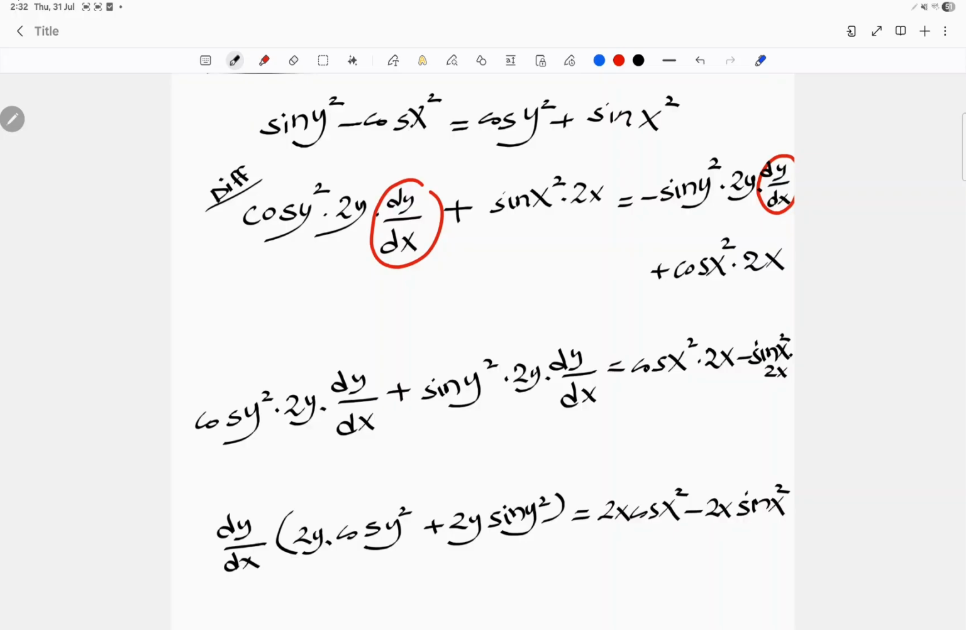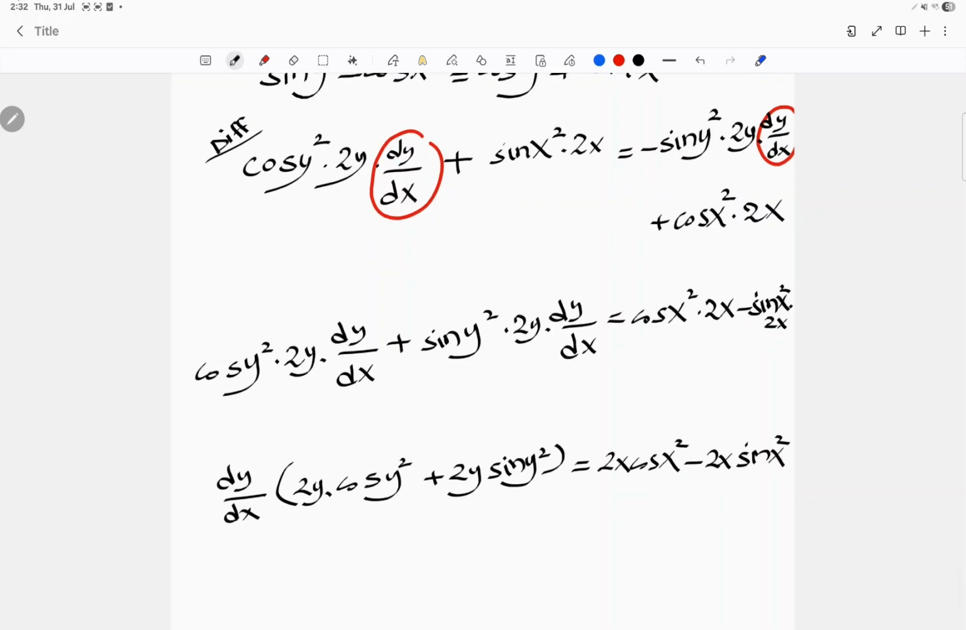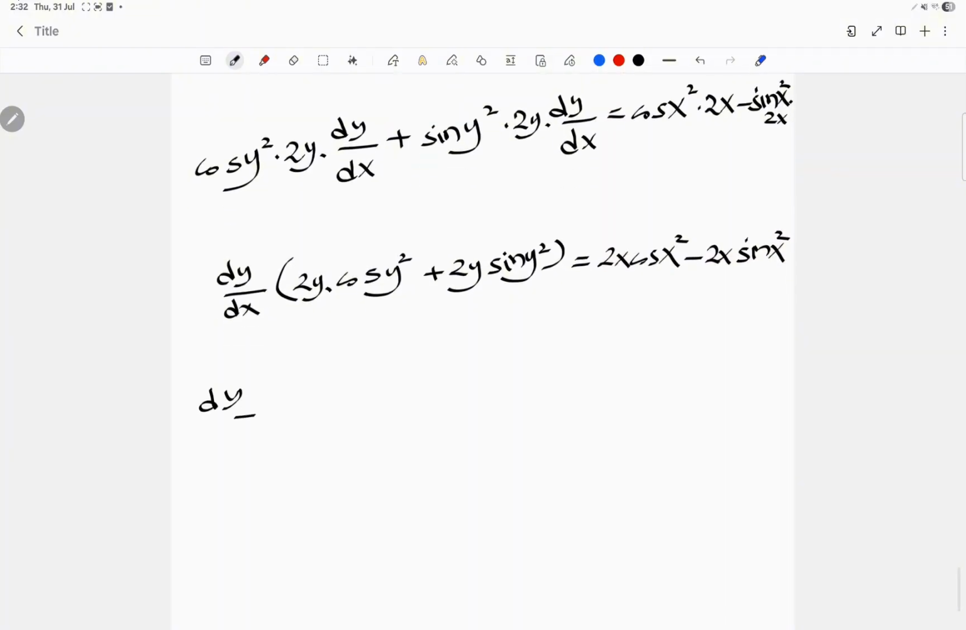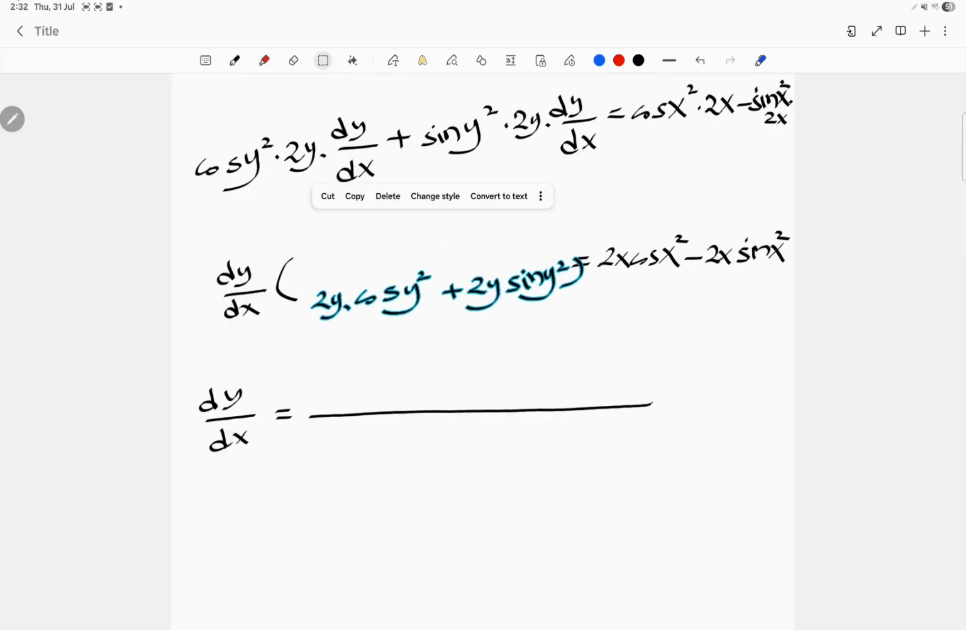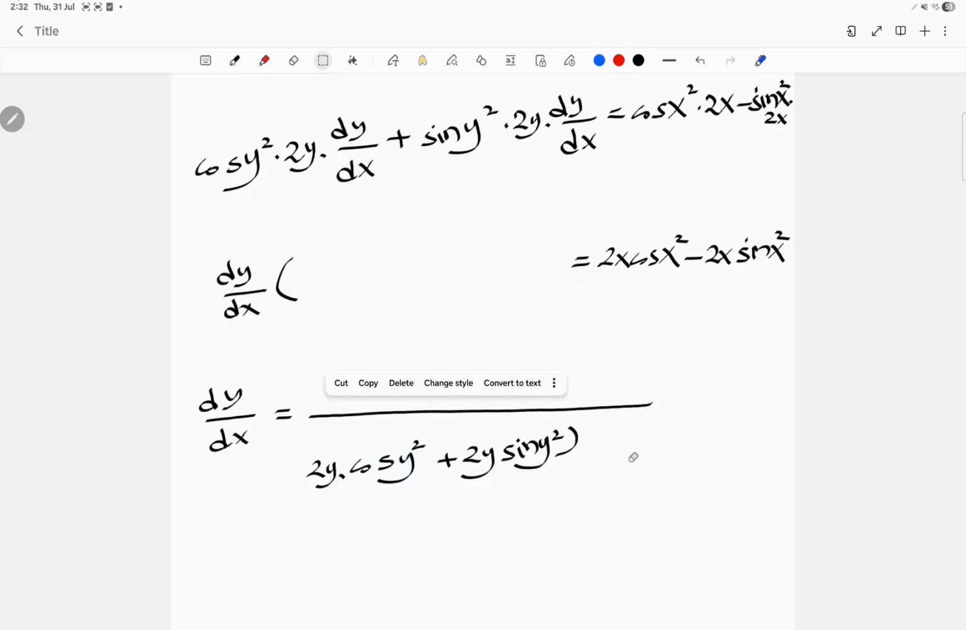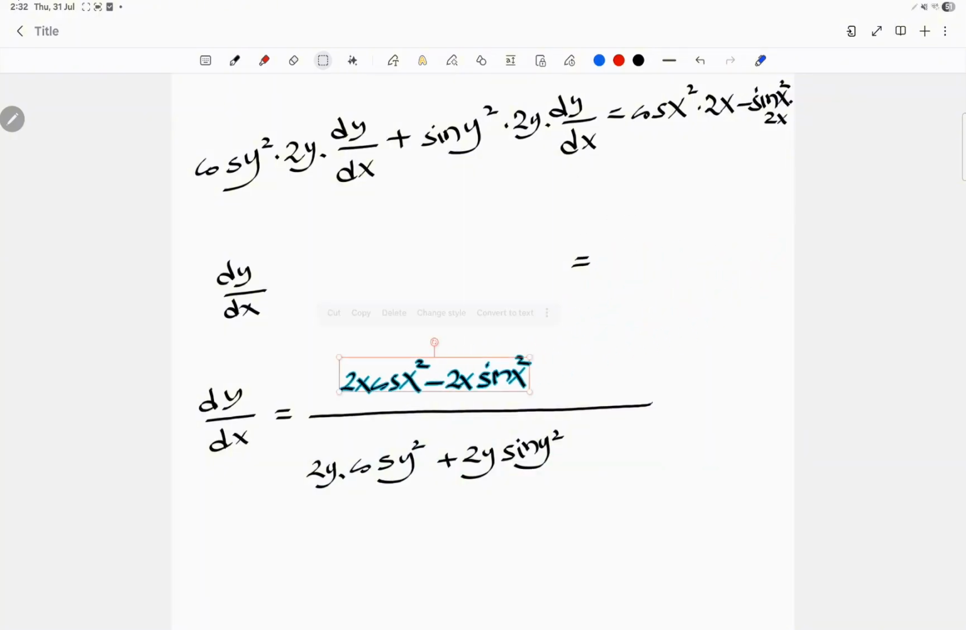And now simply move whatever is next to dy over dx to the bottom of the fraction. Like this. Just move it to the bottom. Okay? And whatever was on the other side, put it on top. And that's it. Problem solved.